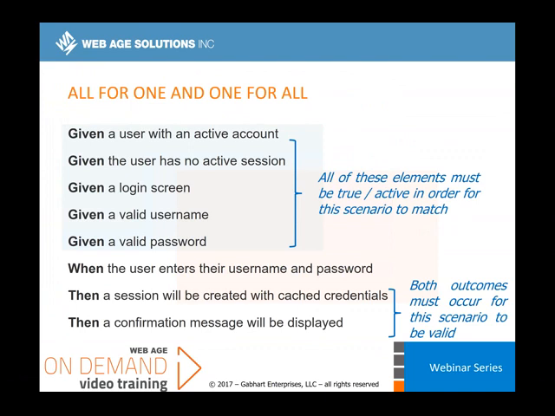And in the context of all those things, the triggering event occurs. Based off of that context, plus that action, you have one or perhaps several outcomes. In this case, we have two outcomes: a session with cached credentials and a confirmation page that's displayed. Both of those must be true, and it should be something that you could measure as being objectively true.